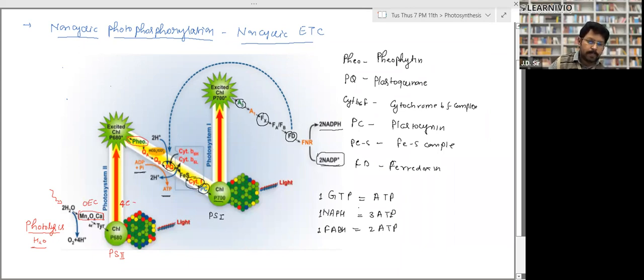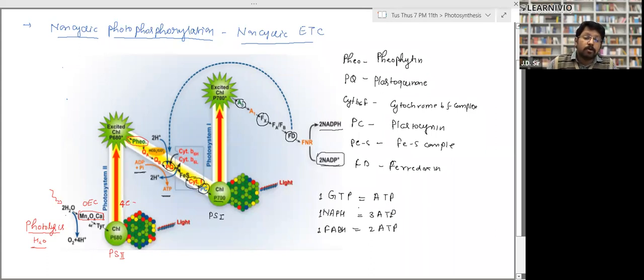So look, what happened in electron? This is the Z scheme. So why is it called the Z scheme? Because the energy pattern or energy graph looks like Z. That's why we call it the Z scheme. And this is called non-cyclic photophosphorylation.